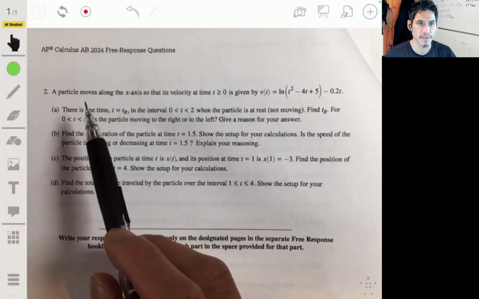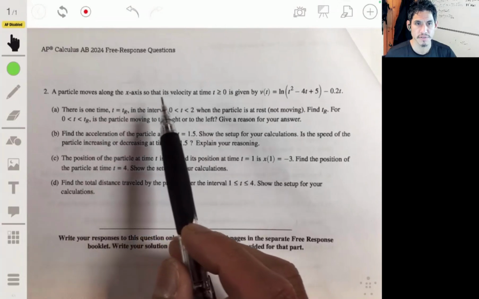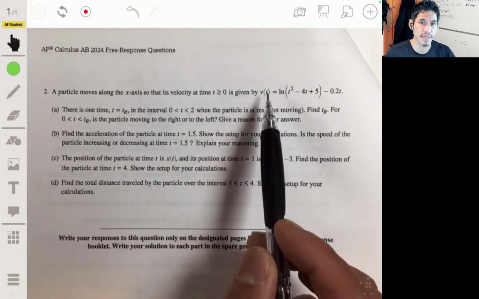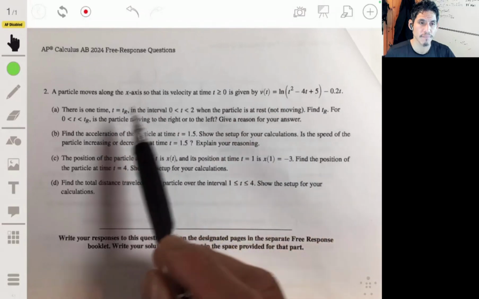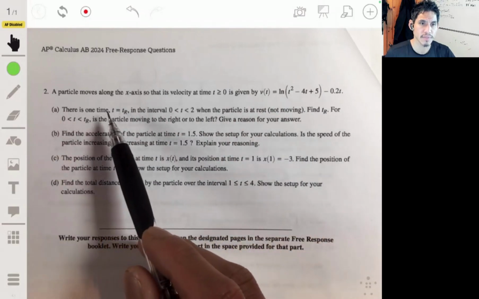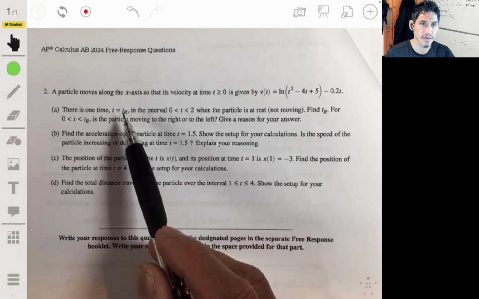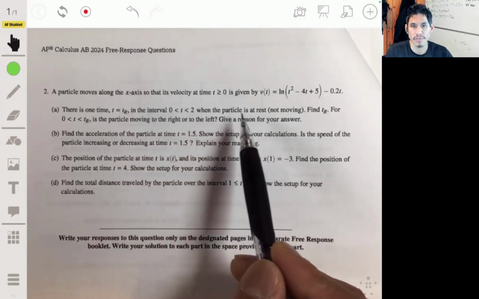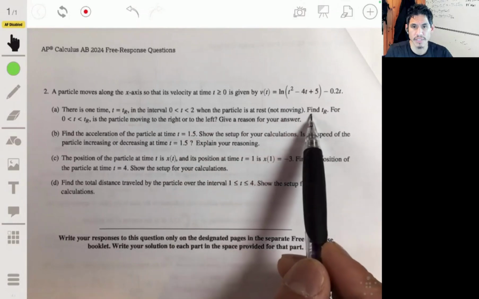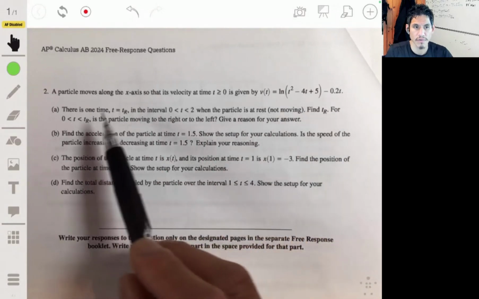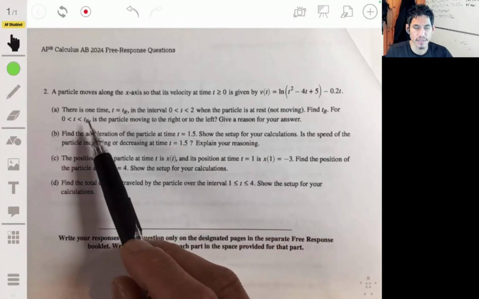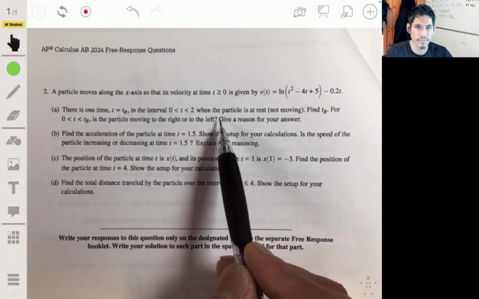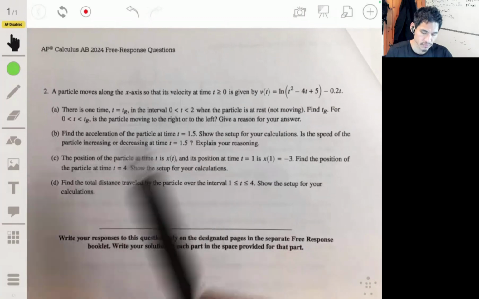All right, so here we have a particle that moves along the x-axis so that its velocity at time t is greater than or equal to 0 is given by this equation. Part A. There's one time t equals tr in the interval from 0 to 2 when the particle is at rest, not moving. Find tr. For t between 0 and tr, is the particle moving to the right or to the left? Give a reason for your answer.